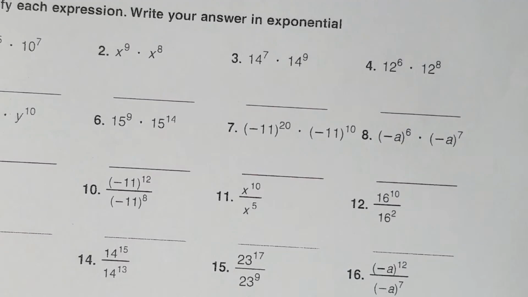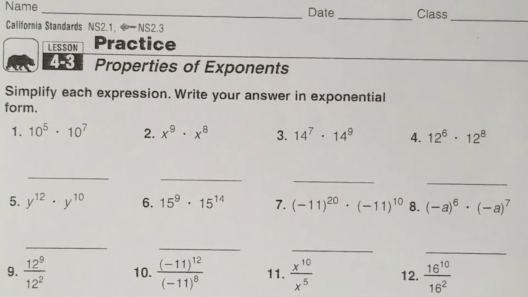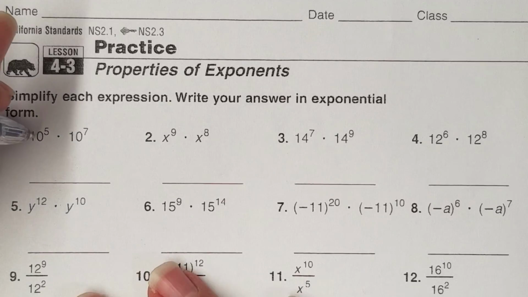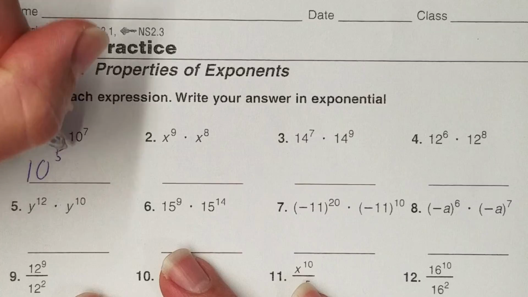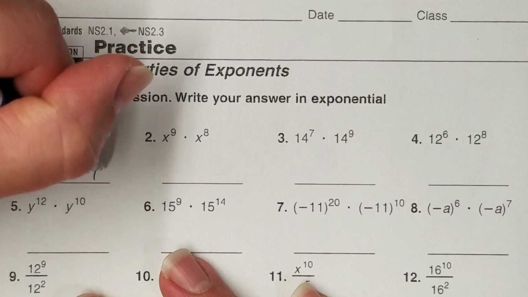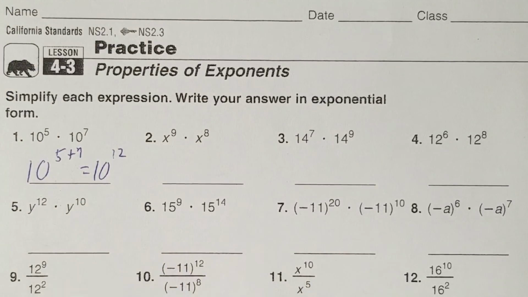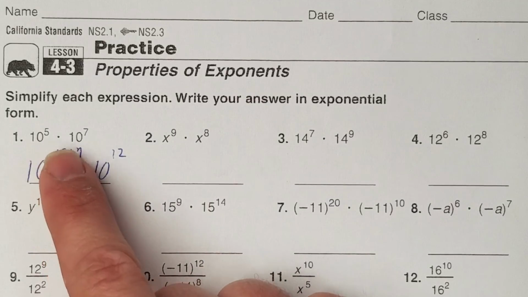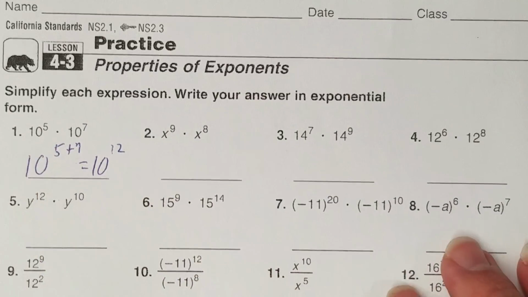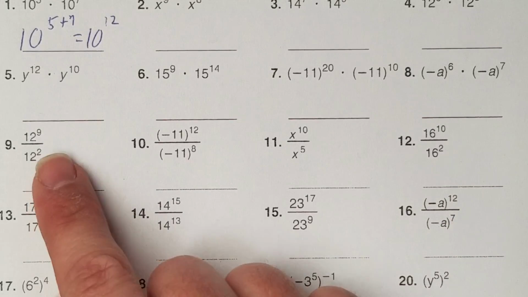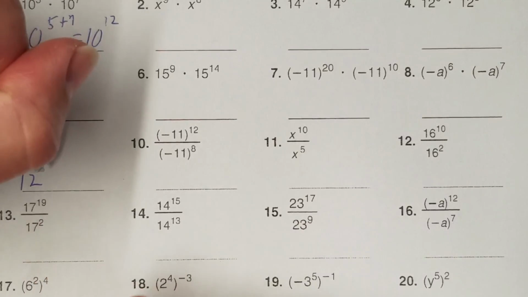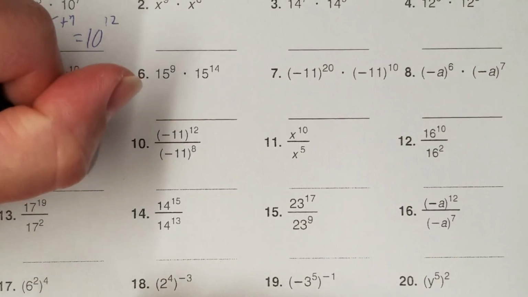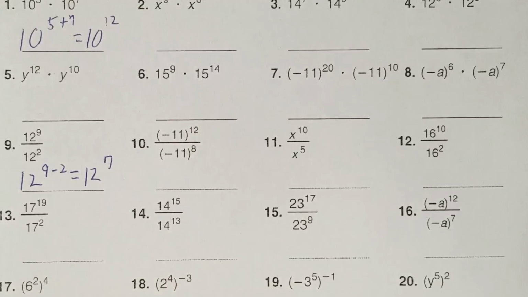Okay, and then the other side of the worksheet, or the other worksheet, just has the practice problems. So you just go through it like you did on the front. So 10 to the power of 5 times 10 to the power of 7. Those are added together. 10 to the power of 12. So you do the same process. If it's multiply, you add the exponents. And remember, when you get down to division, like for number 9, this is subtraction. So it'd be 12 to the power of 9 minus 2, 12 to the power of 7.